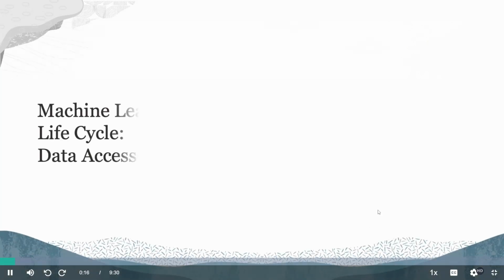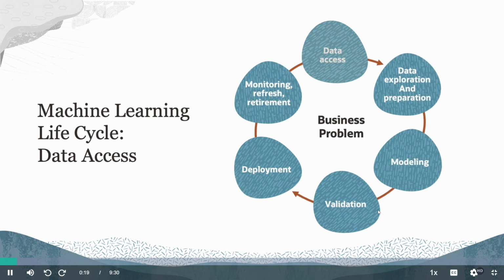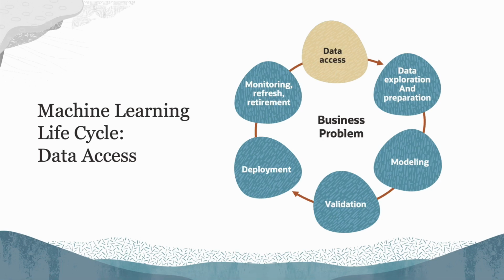In this lesson, we are going to learn about the first step in a typical machine learning lifecycle, that is to access data. We will also be talking about why we need data, how it is collected, and some of the key sources which we can use to access data in Oracle Cloud Infrastructure Data Science.